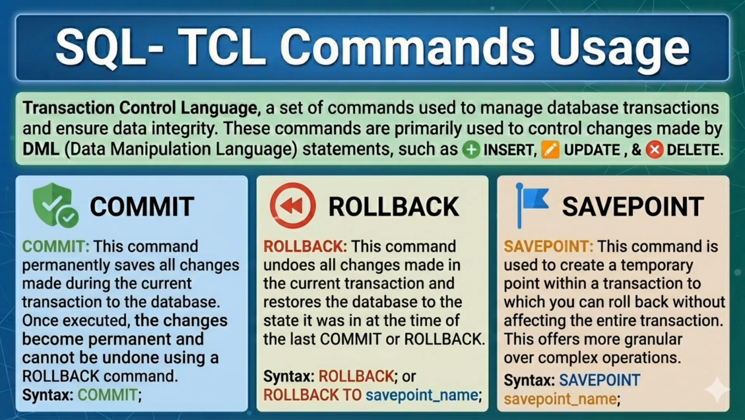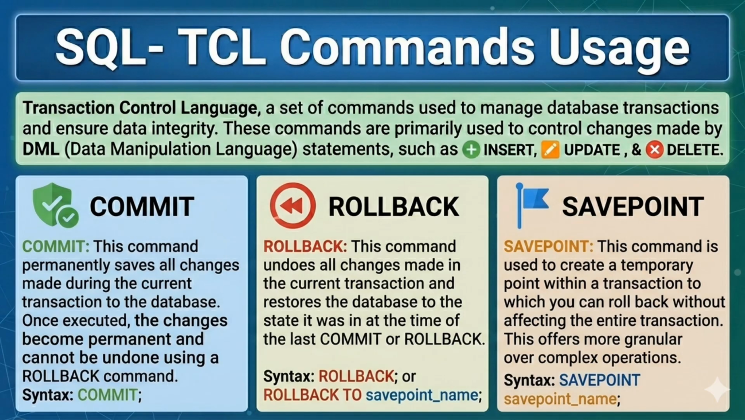First, commit. The commit command permanently saves all changes made during the current transaction to the database. Once committed, the changes cannot be undone using rollback. Example syntax: commit. Next, rollback. The rollback command is used to undo changes made in the current transaction and restore the database to the last committed state. Example syntax: rollback, or rollback to savepoint_name.